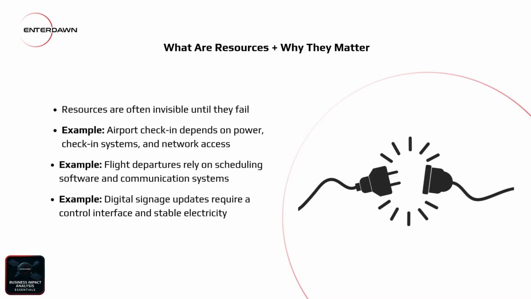Think about airport check-in. That requires not just staff at the desks, but also a functioning check-in system, power to the monitors, and reliable network access. Coordinating flight departures might depend on real-time scheduling software, ground communication systems, and air traffic control data feeds. Even something as basic as updating the airport's digital signage relies on both the control interface and a stable electrical supply. When one of those resources, like power, fails, the entire chain of operations can grind to a halt.